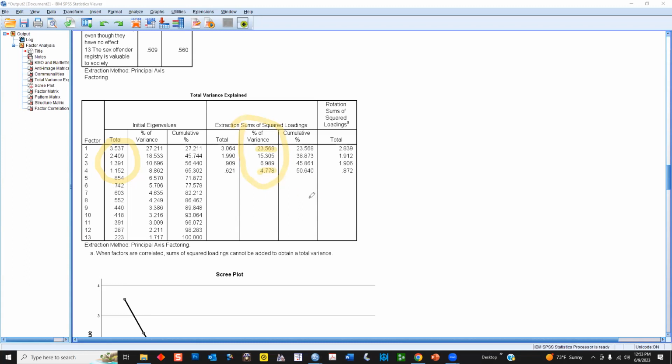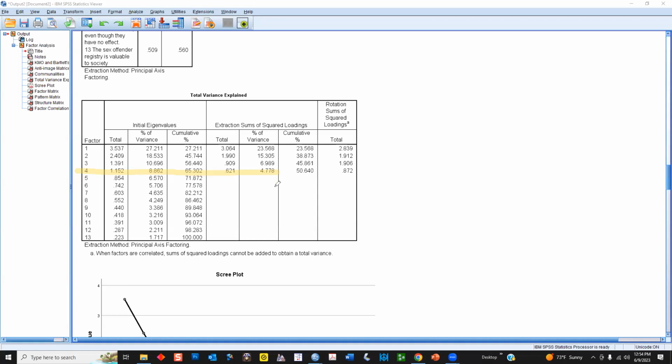So I like to use what I call the 5% rule. Basically what that says is we're going to consider it a factor if you have an eigenvalue greater than 1 and at least 5% of the variance is explained by that factor. So we want to have both of those things in position. This fourth factor here, it passes on the first test, having an eigenvalue greater than 1, but not on the second test.